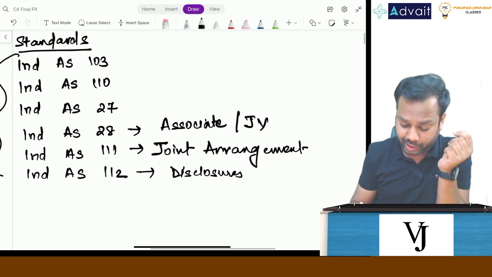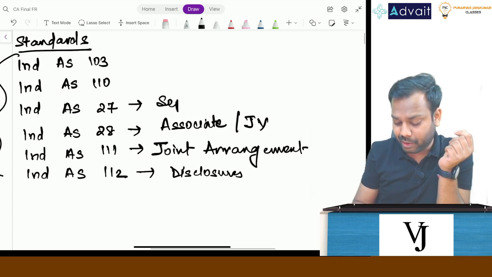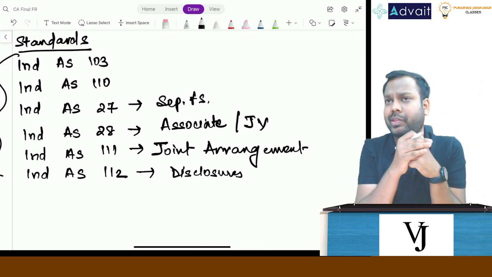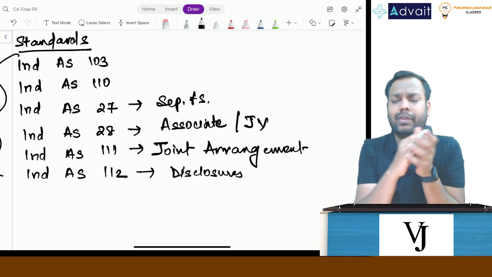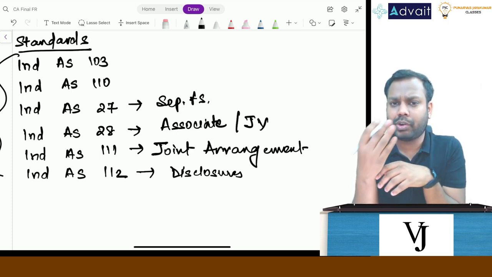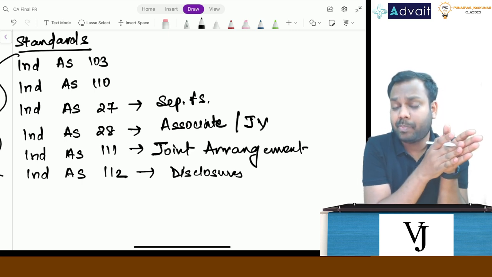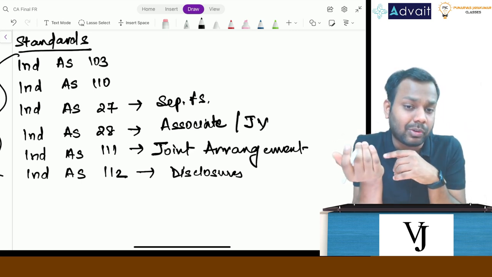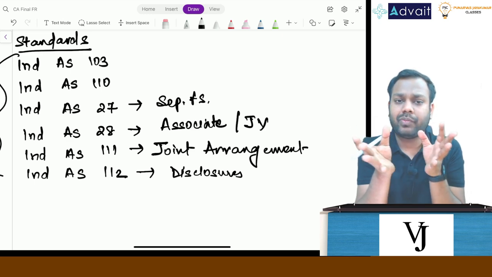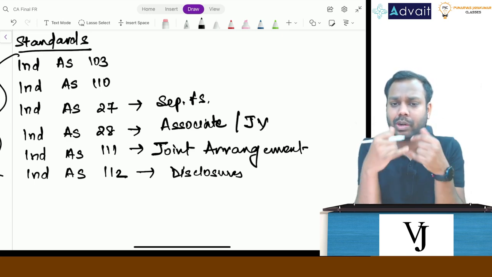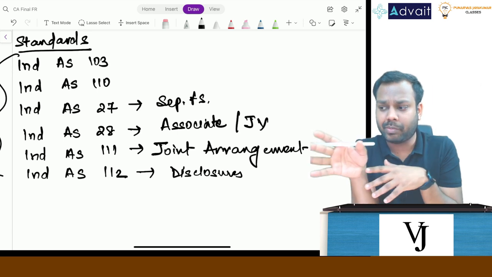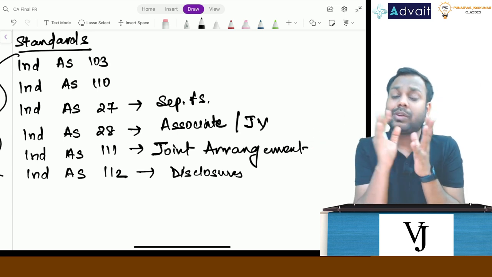Now Ind AS 27 discusses about separate financial statements. What is the meaning of separate financial statement? All of us know that whenever there is a business combination or a consolidation, apart from the financial statement that the parent prepares, we prepare the consol financial statements also, right? In consol financial statements, we record the net assets, we record the goodwill, we record the NCI, and we de-recognize the investments, right?